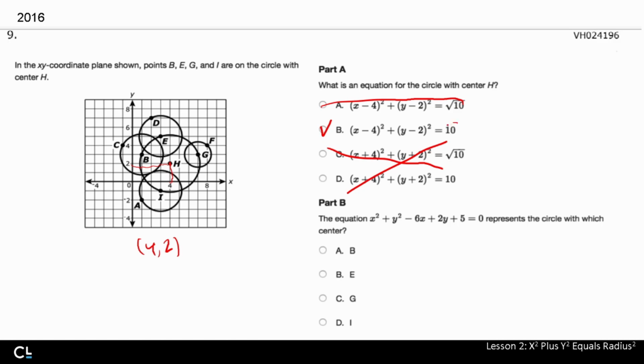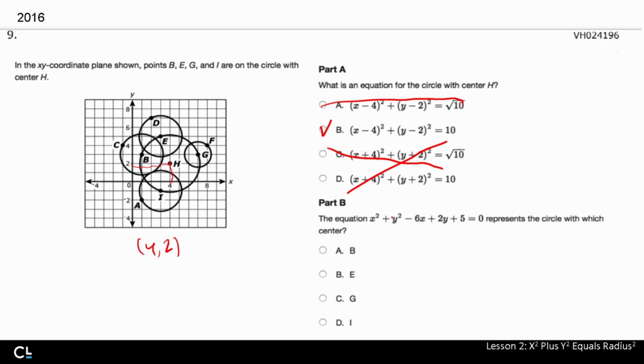Because we have to take the square root of this 10, and the square root of this 10 is going to be 3 point something, which is exactly what we have going on here, because it's 1, 2, 3. But notice it's past that line of 3, so it's 3 point something. That's exactly what we want. So there we go. We got our center right there.